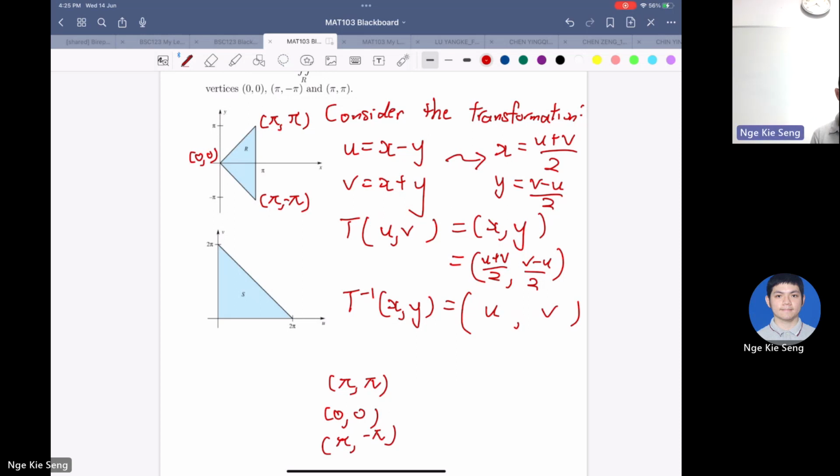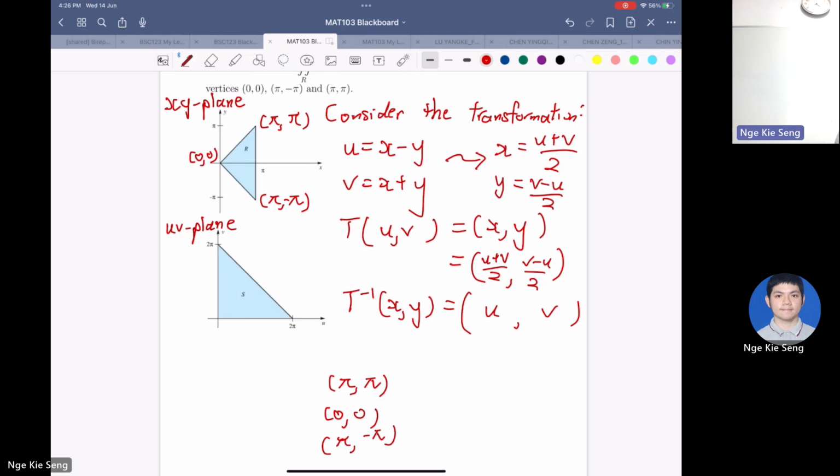Doing something weird here. Okay, so what am I trying to do? Here is the XY plane. Let's back out a bit. So here is the XY plane, here is the UV plane.